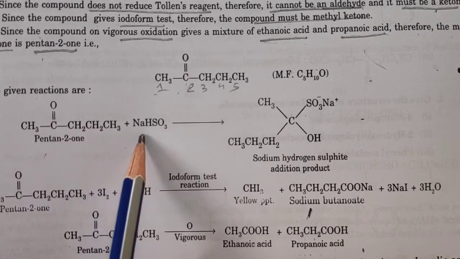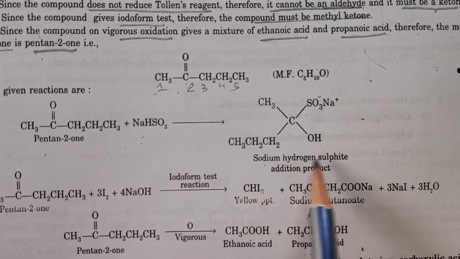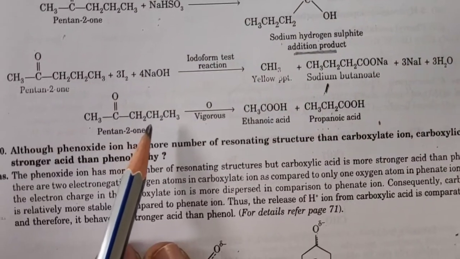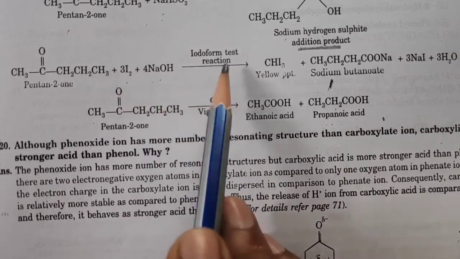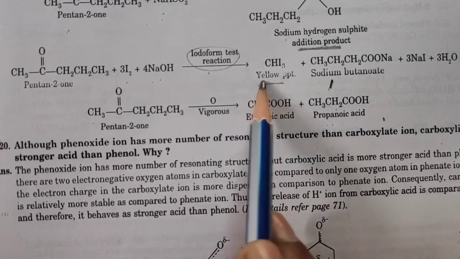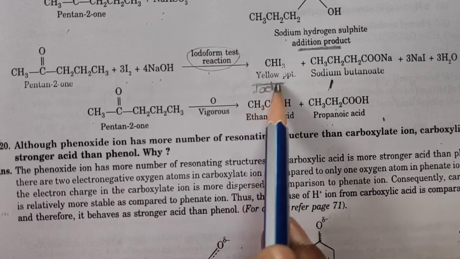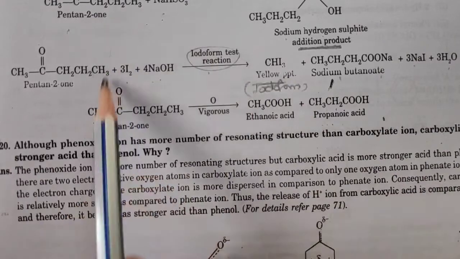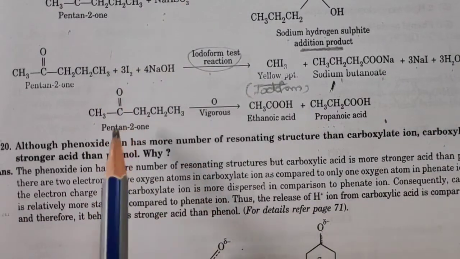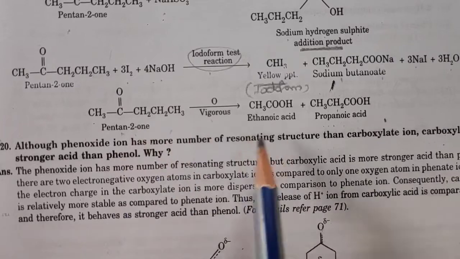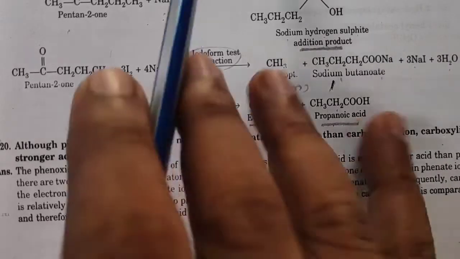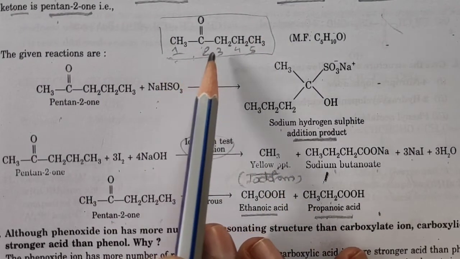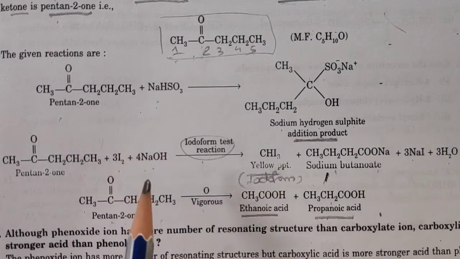Now, with NaHSO3, you will see it will give sodium hydrogen sulfite addition product, right? Now, this on further reaction with iodine and NaOH, the iodoform test, what you have seen, it will give iodoform. This is iodoform, right? Sodium butanoate and this. So all the conditions that were given are fulfilled here. Then on vigorous oxidation it gives ethanoic acid and propanoic acid. So our given compound is this, what we say, that is pentan-2-one, pentan-2-one.